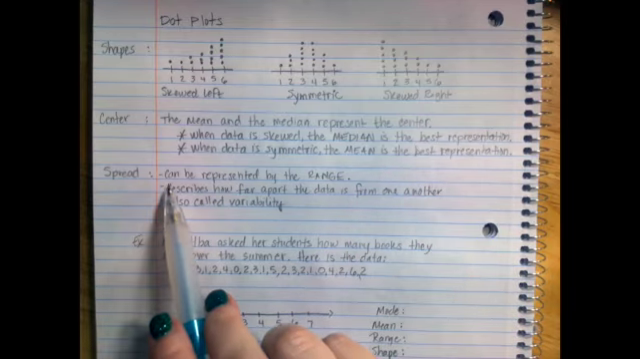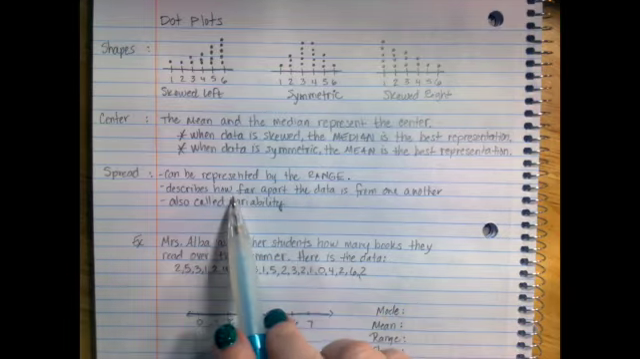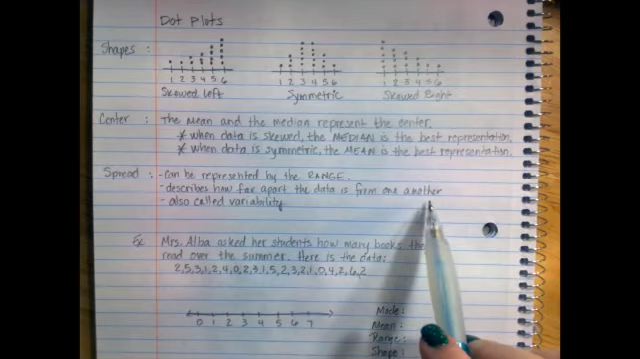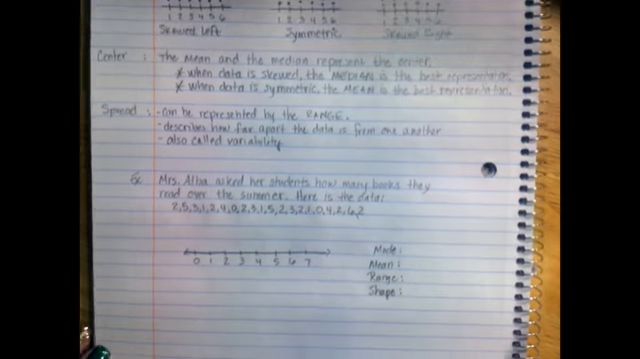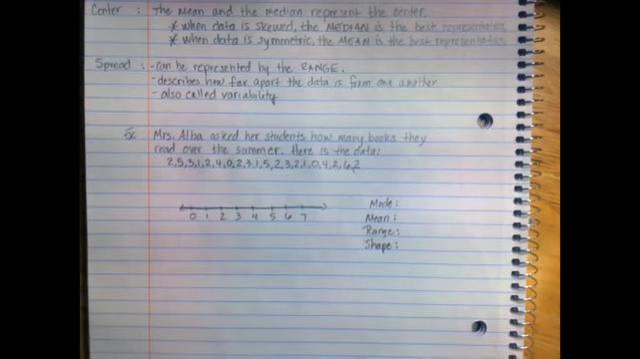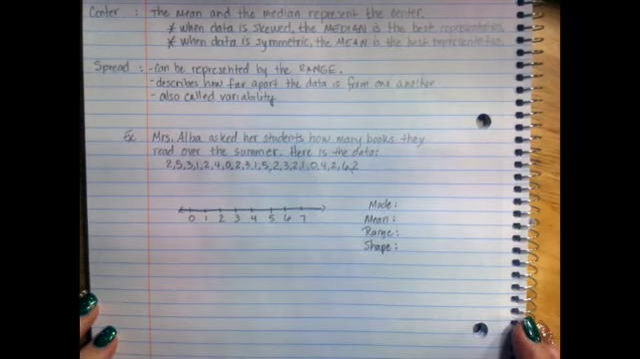Now your spread. This can be represented by the range. It describes how far apart the data is from one another, and it's also called variability. Now let's work through an example here. We have Mrs. Alba. She has asked her students how many books they read over the summer.